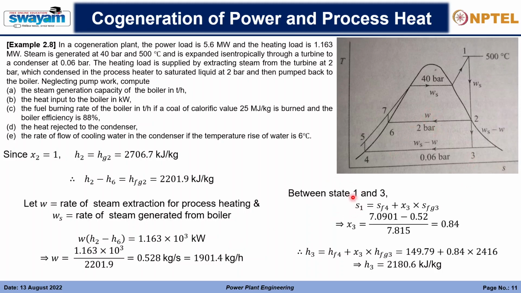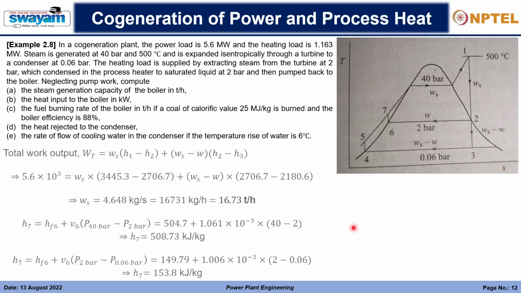Now let us consider 1 and 3. This is also isentropic, but this is at a wet state, so let us calculate the dryness fraction. From the entropy equation we get the dryness fraction, 0.84. Then we calculate the enthalpy from this equation. So we know the enthalpy and entropy at this particular point, so we know the h3 part.